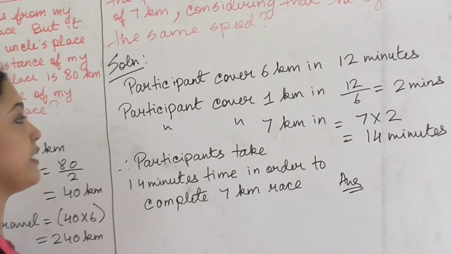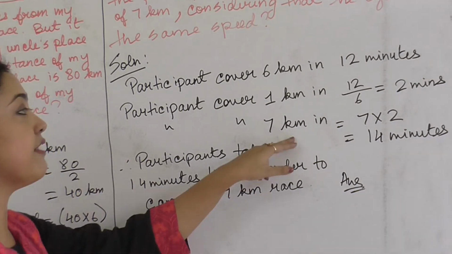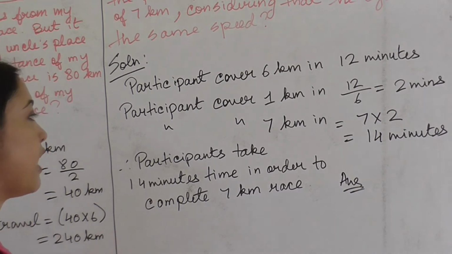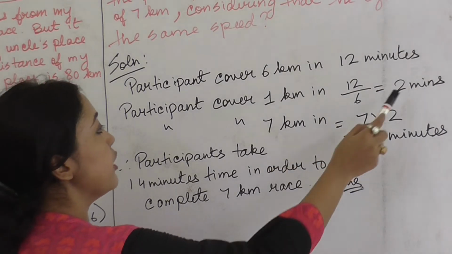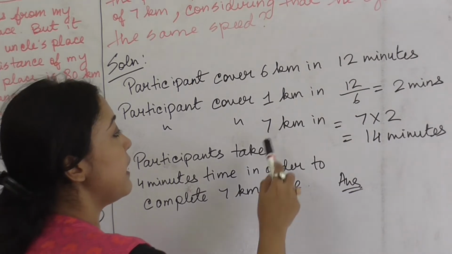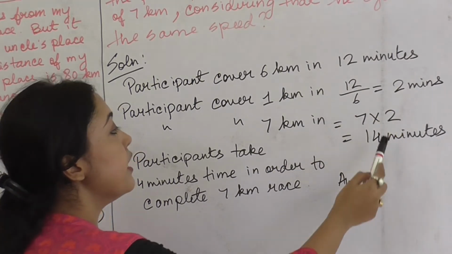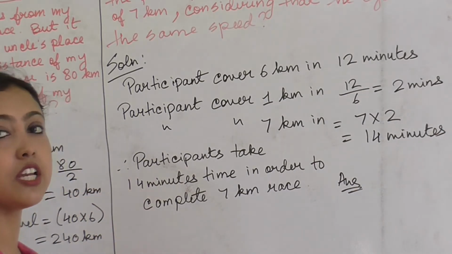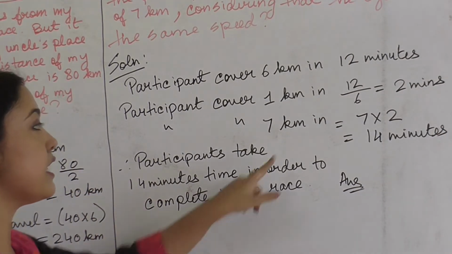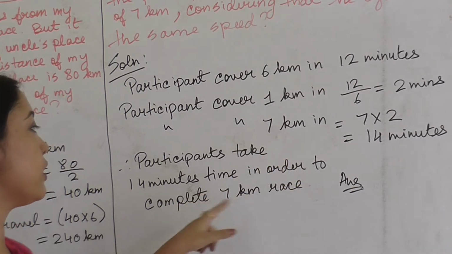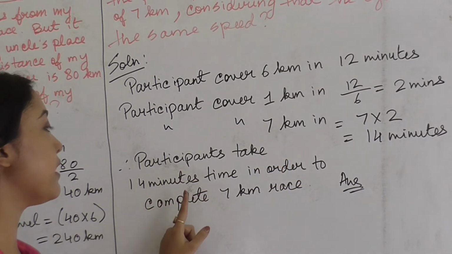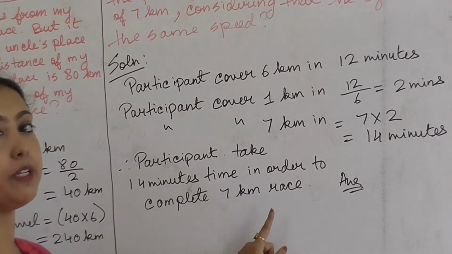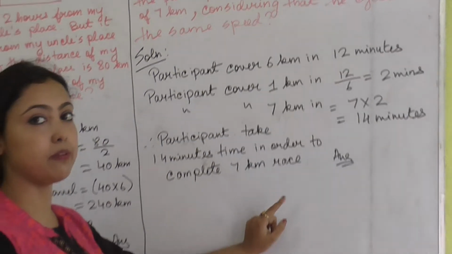Now we have to find out in how much time 7 kilometers is covered at the same speed. So how will you find out? This 7 into 2 minutes. Simply multiply this 7 kilometers with 2 minutes, 14 minutes. So 14 minutes is required by the participant to cover a distance of 7 kilometers. So the participant will take 14 minutes to complete the 7 kilometer race. I hope the problem is clear to you.